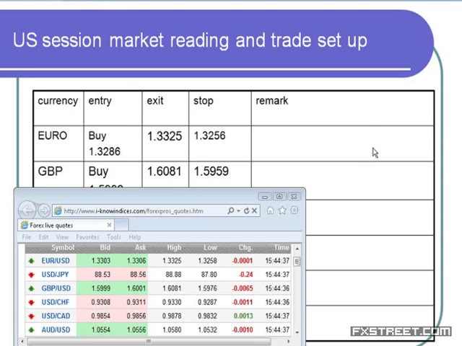And in market hours, we need to note down the initial low and the high around 3:30 GMT.